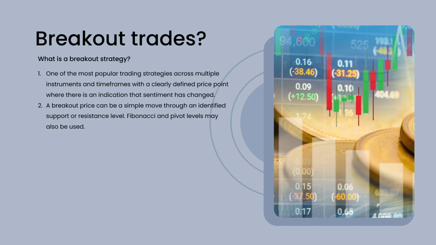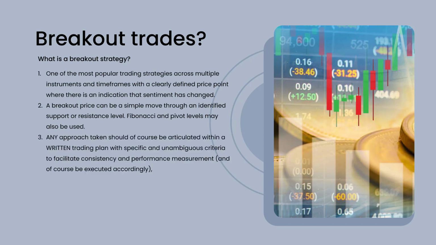And Fibonacci and pivot levels may also be used. Just to reinforce, any approach that we take as part of a breakout trade should be articulated within a written trading plan, not kept in your head. And within that plan, there should be specific and unambiguous criteria. What this means to you as a trader is it enables you to behave more consistently in terms of your entry, and of course, measure the performance of not only yourself in executing such a plan, but also how various component parts of that plan are working. And we'll make reference to that later as well.